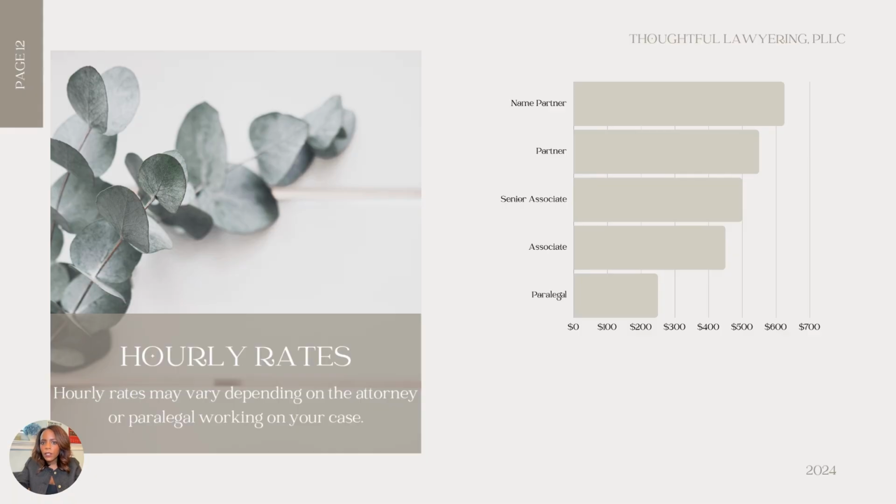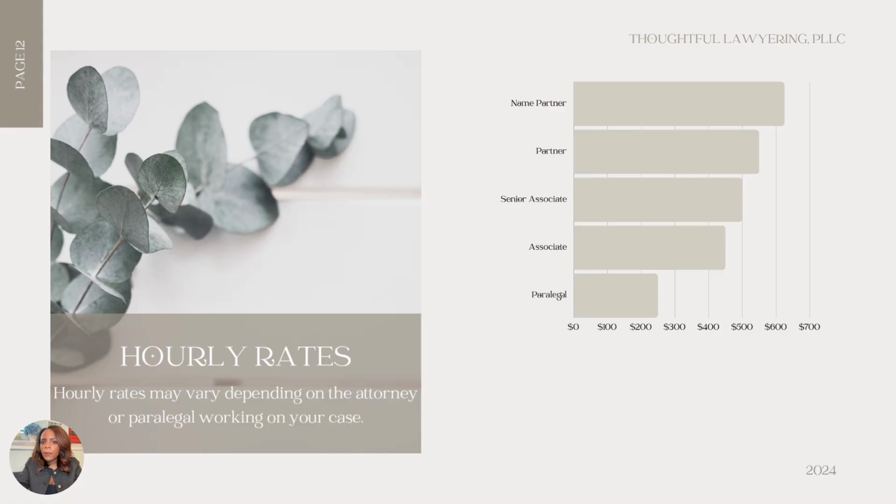Next is an associate attorney, who may be billed at $450 per hour. An associate is typically an entry-level or mid-level attorney who is often closely supervised by senior associates and partners. They are typically responsible for conducting legal research, drafting documents, communicating with clients, managing cases, and preparing for hearings or trials when necessary. Moving up the ladder, we have senior associates, who may be billed at $500 per hour.